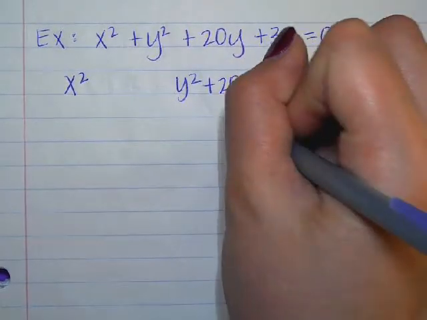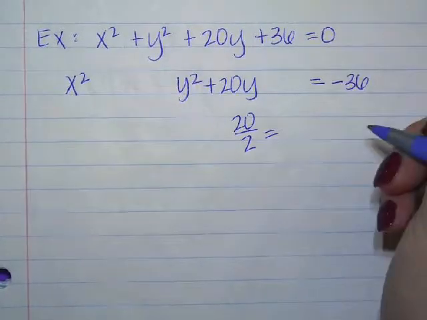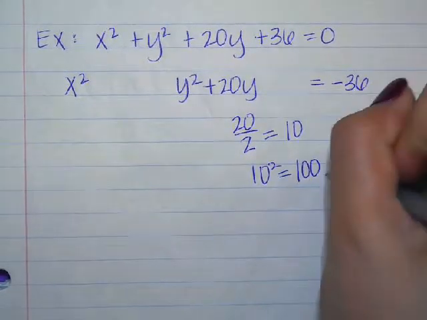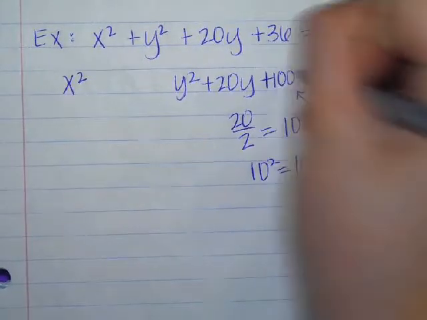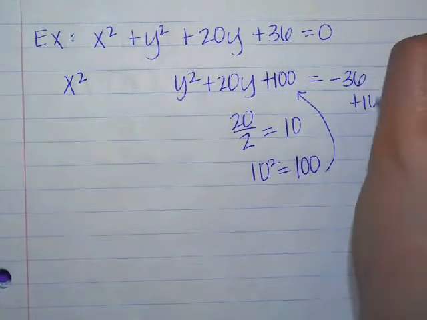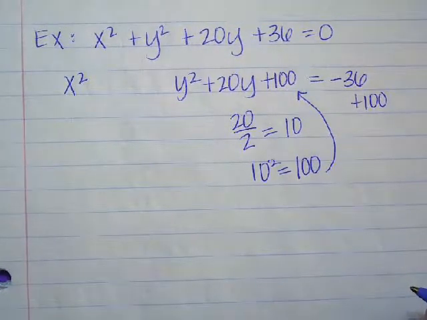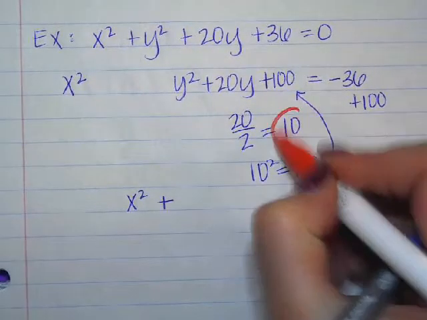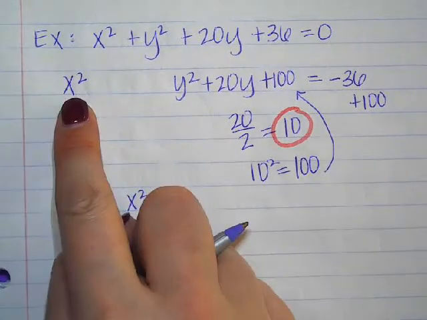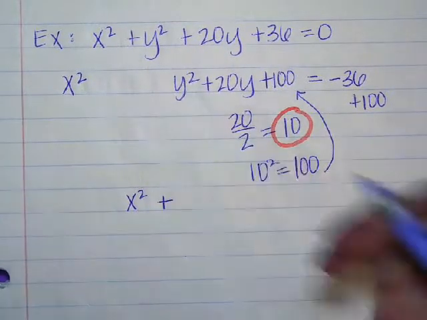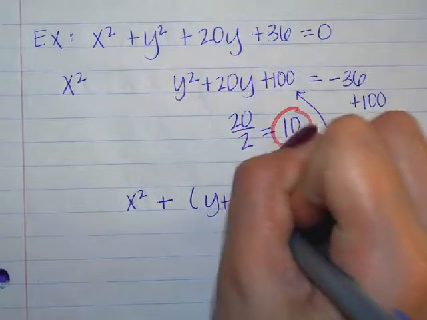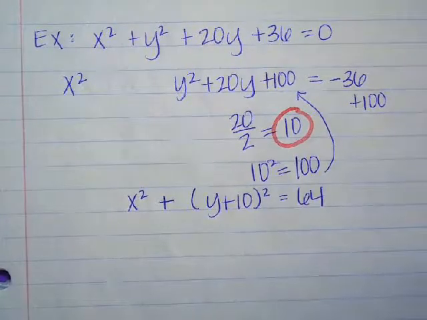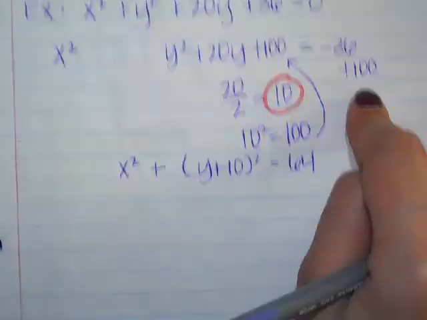And then with the y, 20 divided by 2 is 10. 10 squared is 100. And then you add it to the other side. And you would get x squared plus y plus 10 squared equals 64. With the x squared, we just left it as x squared. We didn't do anything with it. Negative 36 plus 100 is 64.